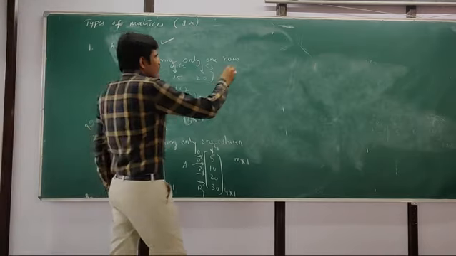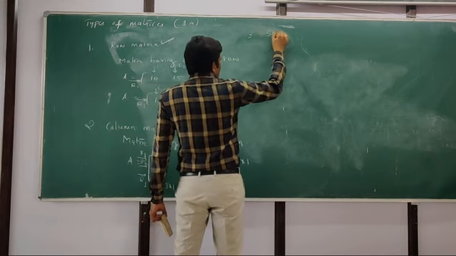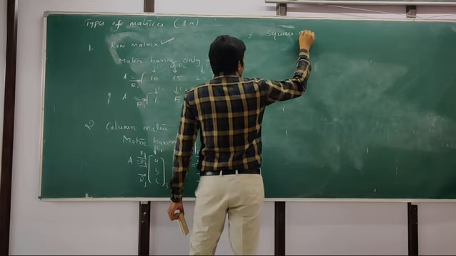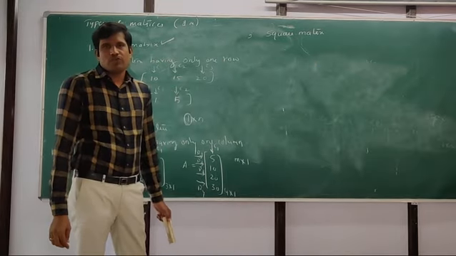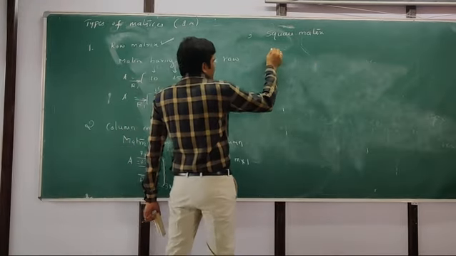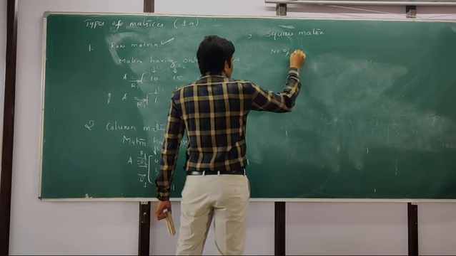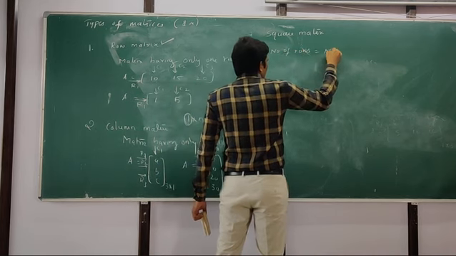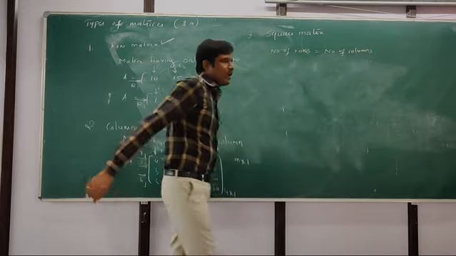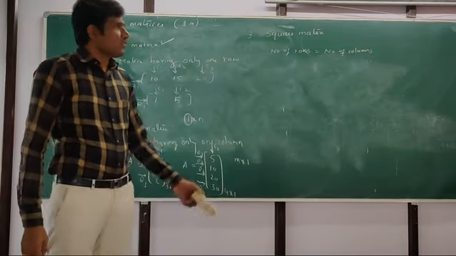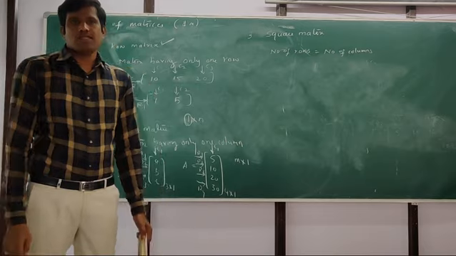Right? So the next, third one, is a square matrix. What is the meaning of square matrix? A matrix in which the number of rows is equal to the number of columns. Such matrices we call a square matrix.